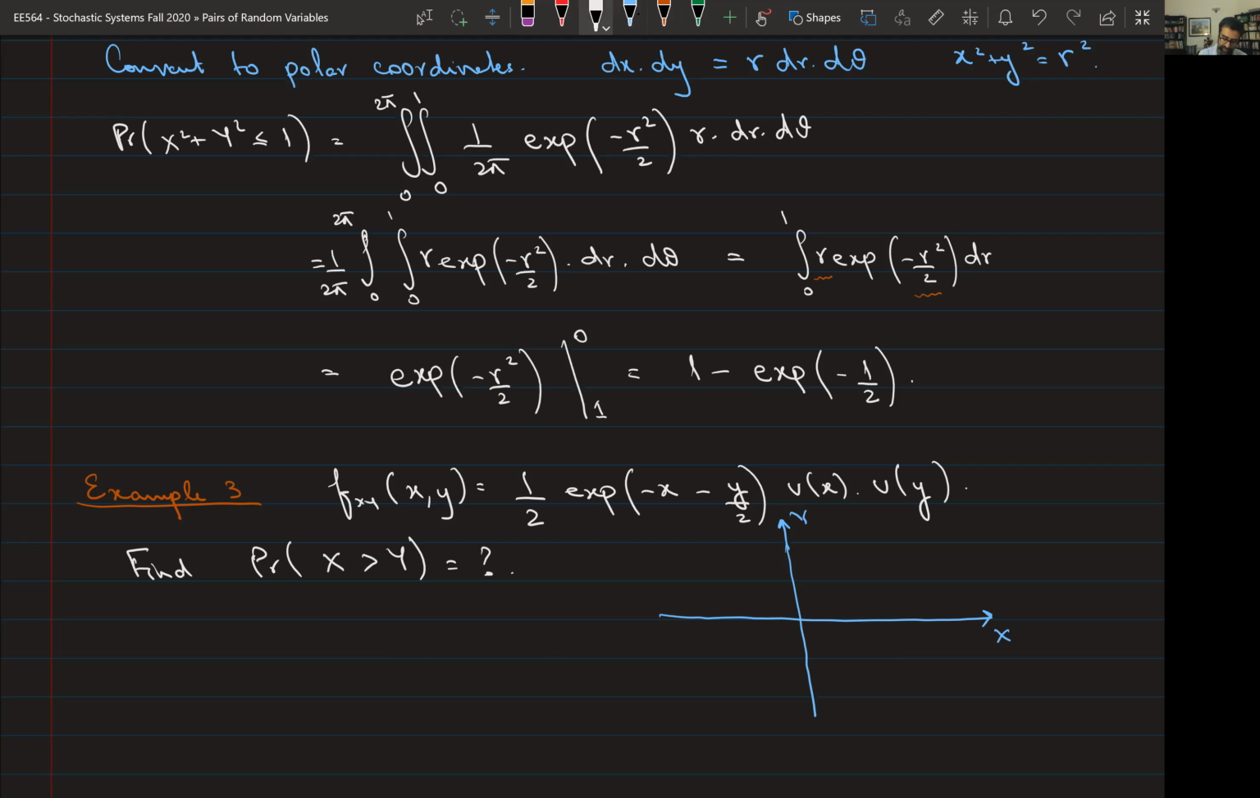So essentially, असल में हमने करना क्या पड़ेगा, right? So you would have to say, essentially, probability that X is greater than Y is actually equal to the integral over the region which corresponds to the constraint that small x is greater than small y, and then you integrate the PDF. E raised to power minus x minus y by 2 u of x u of y dx dy, right? So this is an integral you just need to find. How do I find this integral?